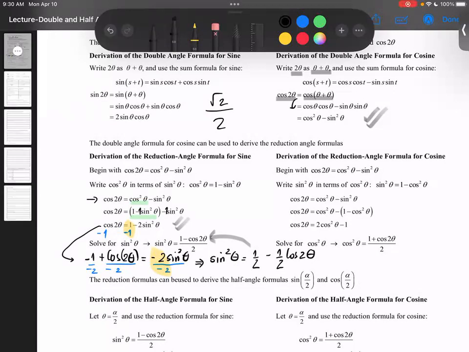Before I said reduction is from second degree to the first degree, I was wrong. I apologize. What I meant was you're going from double angle into a single angle, right? If you go from 2 theta to just 1 theta. Remember, the square is being square for the function, not for theta.